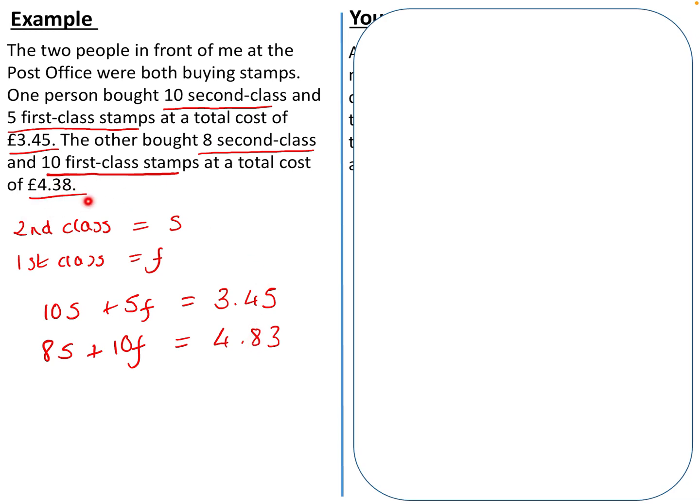So I've represented the 2 different objects that were being bought as letters. You could use any letters. I could have used X and Y if I wanted to. I just used S and F because it makes it slightly easier to compare it to what we've written up here. And then I just wrote down 2 equations based on the information they told me.